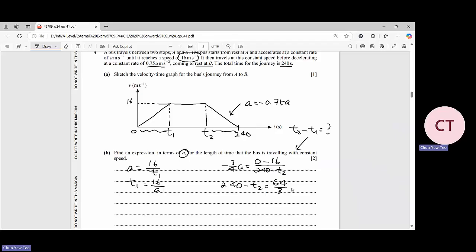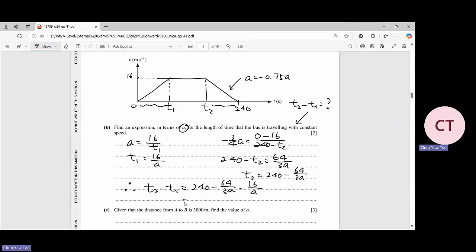This is A. Divide A. Okay, then your T2 will be 240 minus the 64 over 3A. Therefore, T2 minus T1 is equal to 240 minus the 64 over 3A minus the 16 over A. Okay, and we can combine them together further.